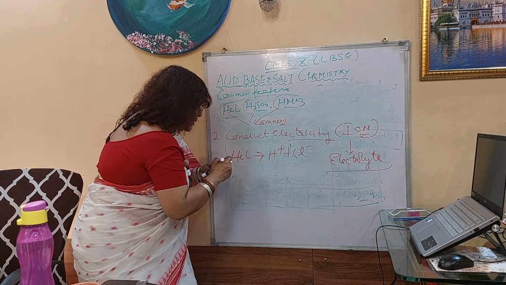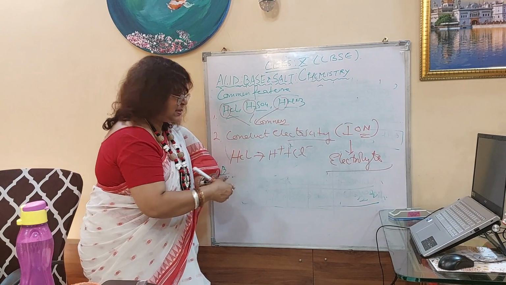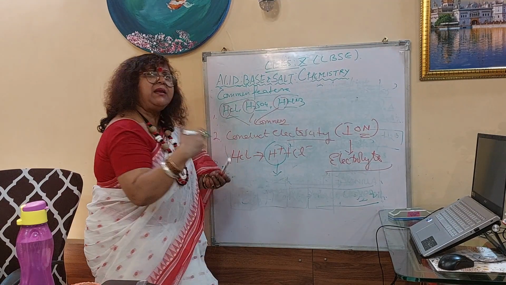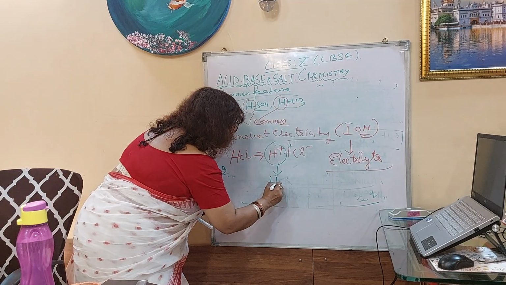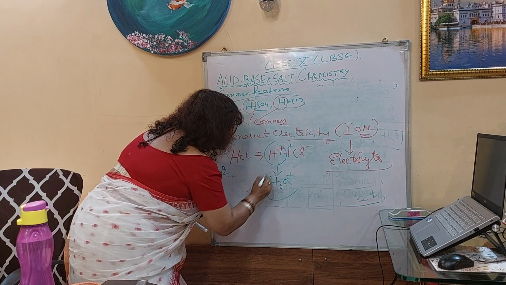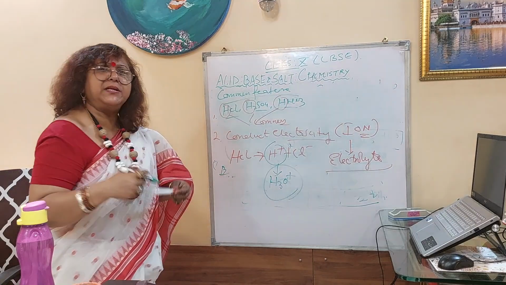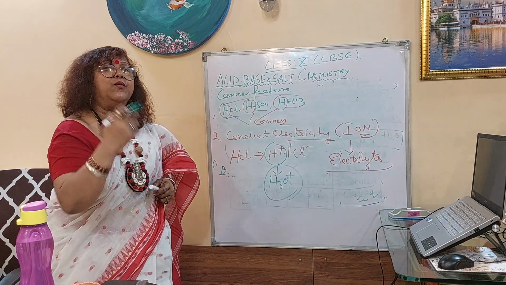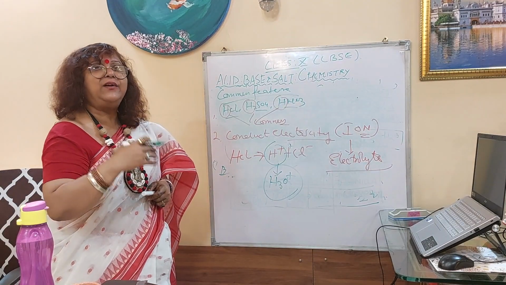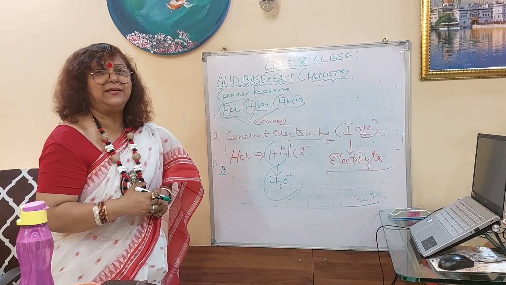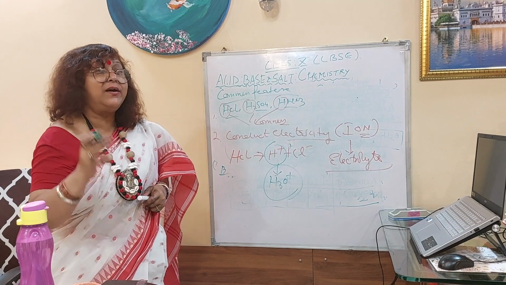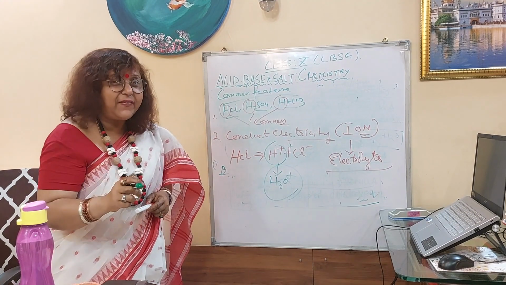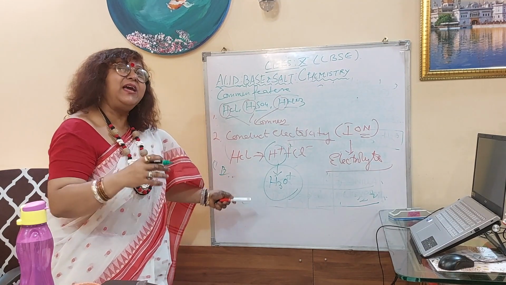This H plus which we see here is also known as hydronium ion because it can combine with any number of water molecules to form H3O plus. So this H plus or H3O plus is one and the same. That's why when we want to dilute an acid, acid is added to water. Water is not added to acid. Very, very important. And for this, we say that we are diluting the acid.